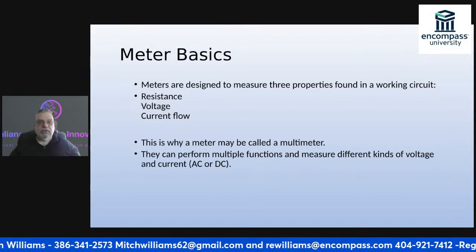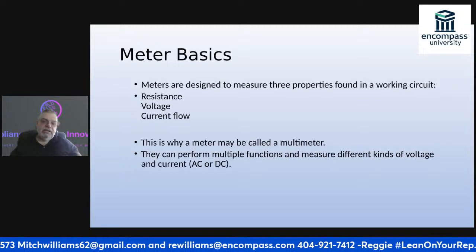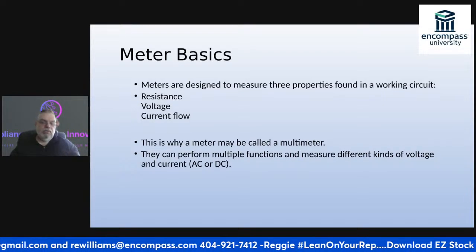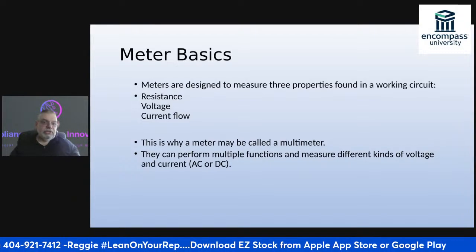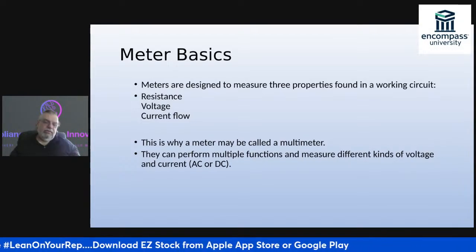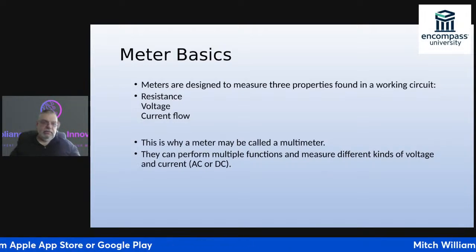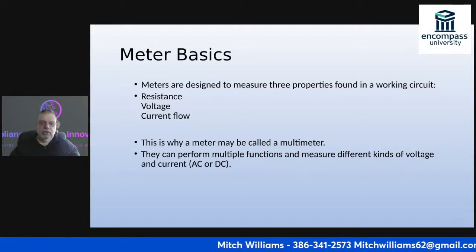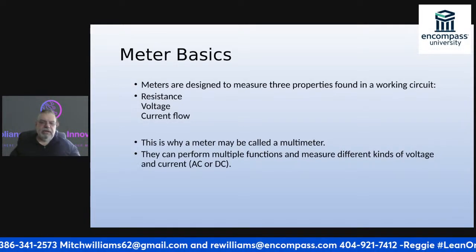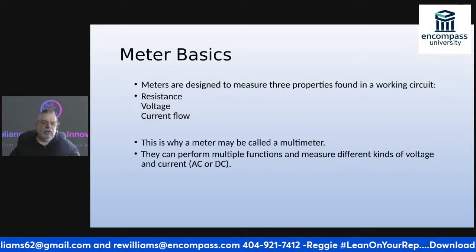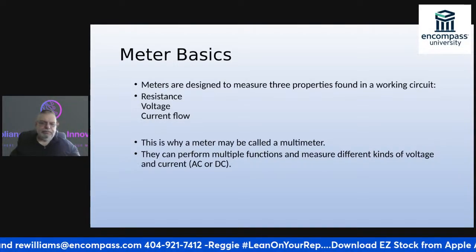to answer the questions. Okay, so meters are designed to measure three properties found in a working circuit: resistance, voltage, and current flow. Your voltage can be either AC or DC. It'll also check amps, which is part of the voltage. That's why it's called a multimeter. They can perform multiple functions and measure different kinds of voltage, with currents being AC or DC.